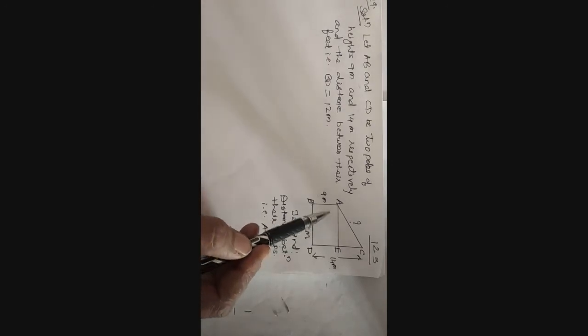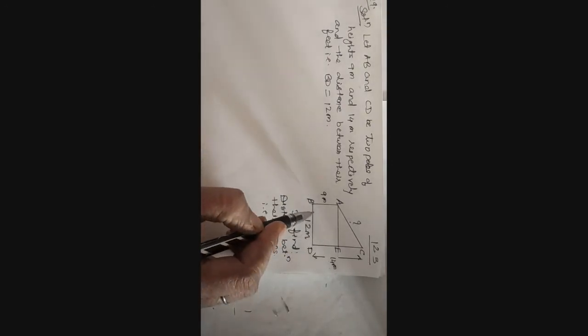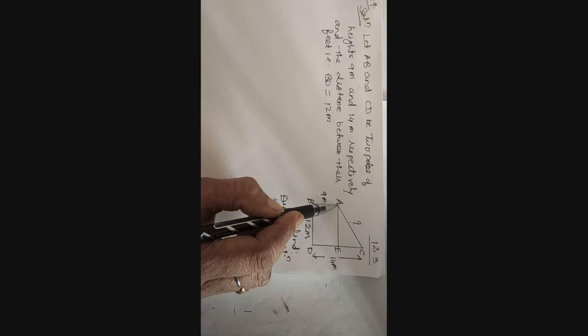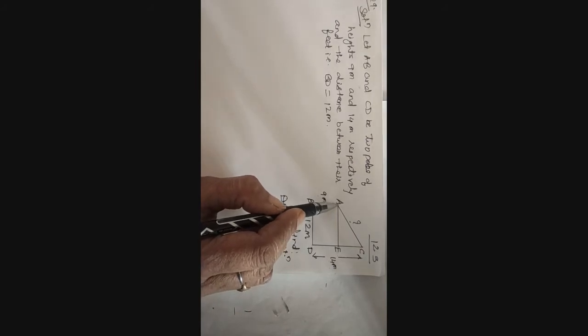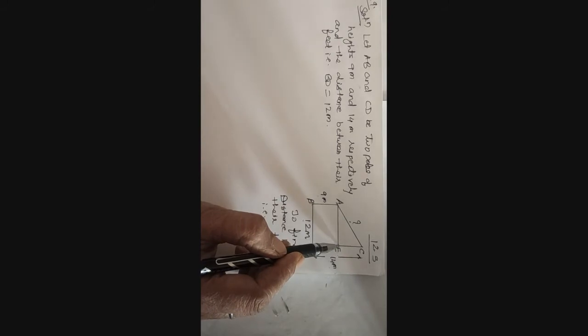So see children, let's see, you have to find what? Distance between their tops, and it is shown by AC in the figure. So I hope you understood this figure. Now let's see the figure. Here we will get a different point, so you have to join from A, you have to draw a line from A to this point. Okay, so you will get now AE.